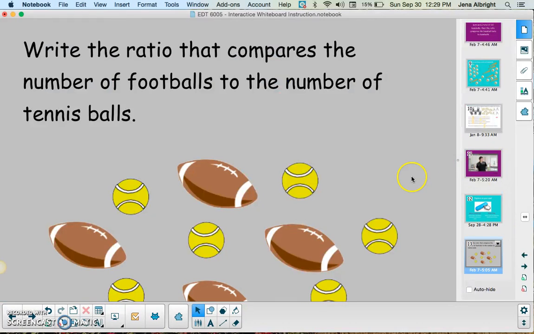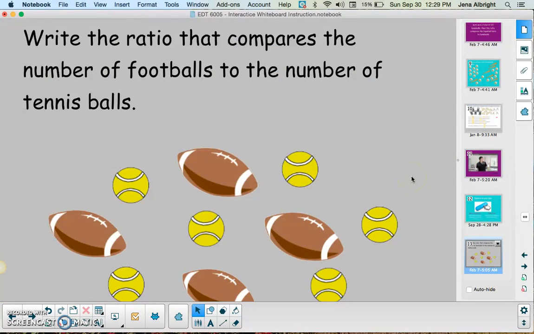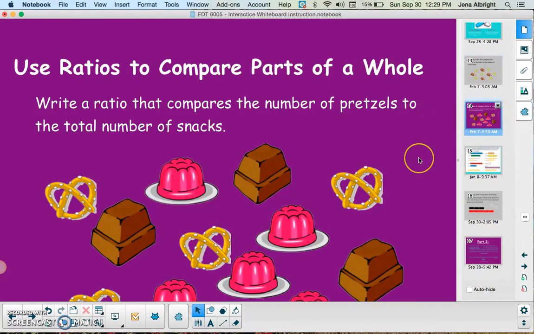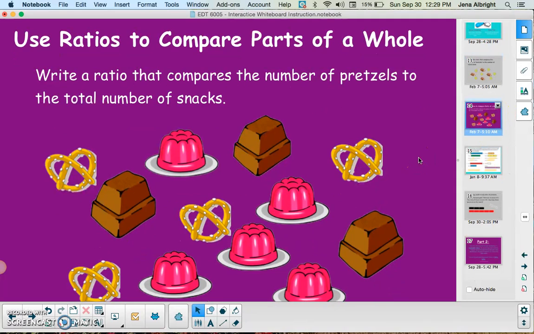Continuing through, we have some more examples where students can practice writing ratios. For instance, this one is a part-to-part comparison of footballs to tennis balls. The next slide is a part-to-whole comparison for the number of pretzels to the number of snacks.